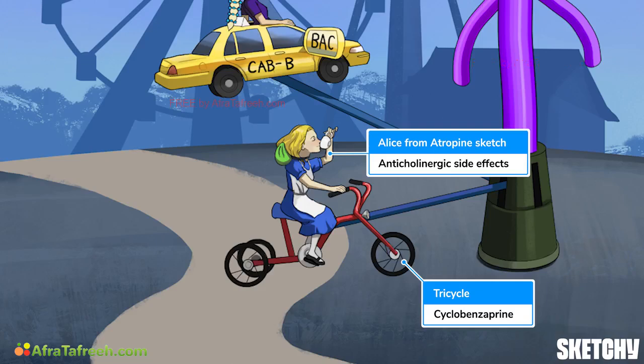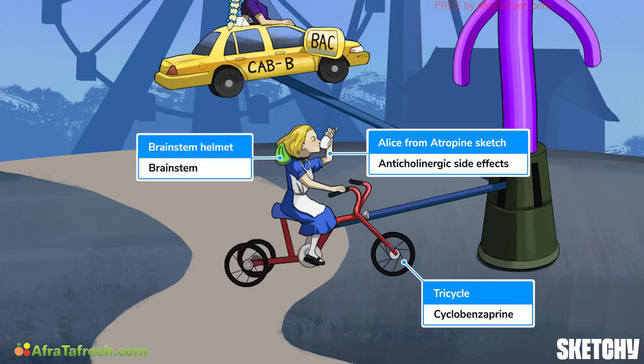We don't know exactly how cyclobenzaprine works, but we do know that it primarily affects the brainstem, so we've given Alice a helmet, but it slipped off her head and is now around her brainstem.